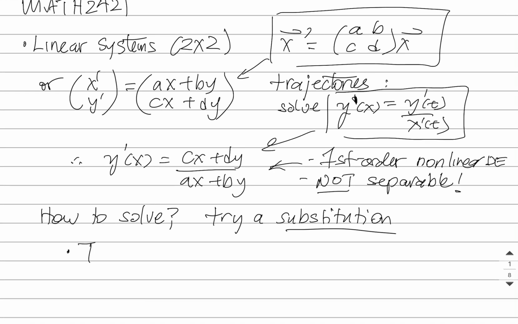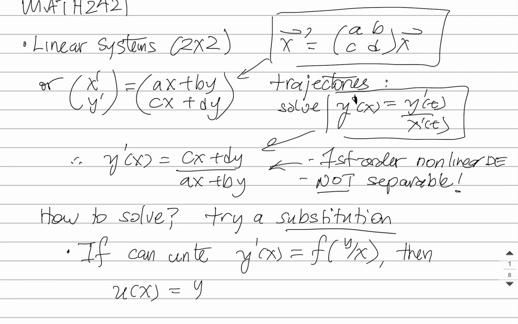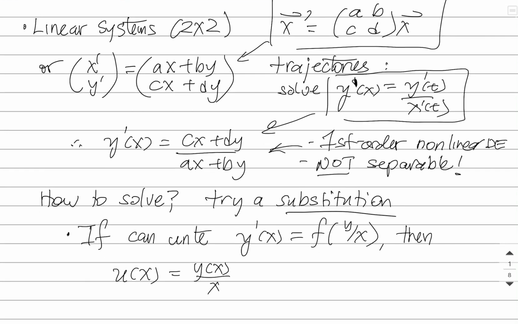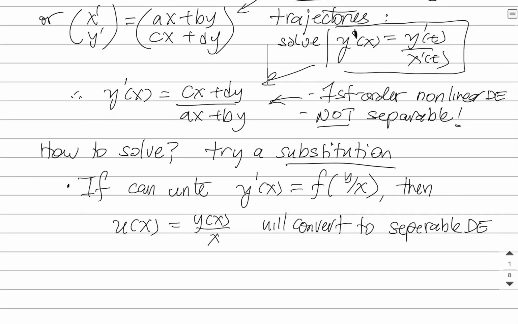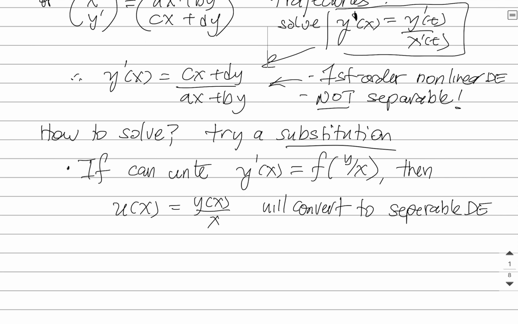Generally with substitutions like this, if we can write our DE like this, y prime of x is some function of y over x, then the substitution u of x equals y of x over x will convert this into a separable DE. So that's great. If we can do this, then we'll be able to solve it using the techniques we've talked about before. So here's an example of a system.